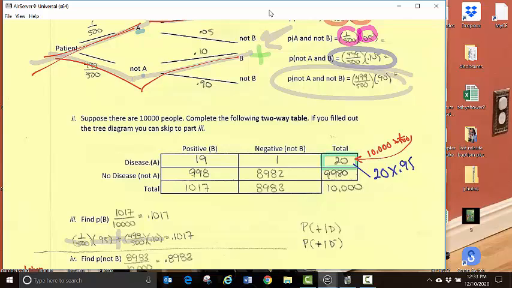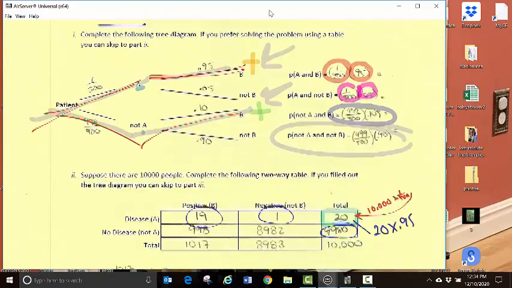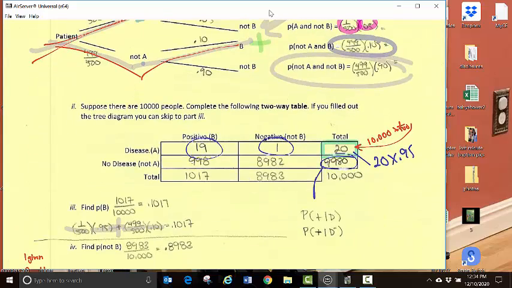And then we need to find one more. Okay, so this one was able to give us both of these. And then the other one, 10% of the time if they don't have the disease. So 10% of this was the 998. That's why false positive and negatives are so weird. Depending on the test, it could end up being a large number of people still.